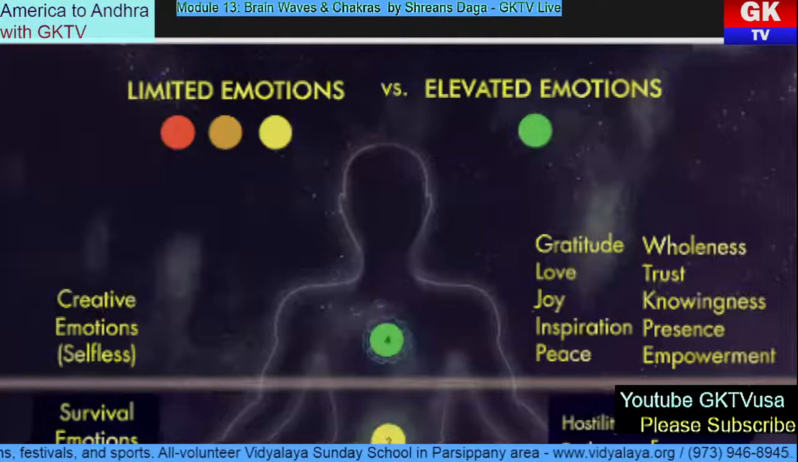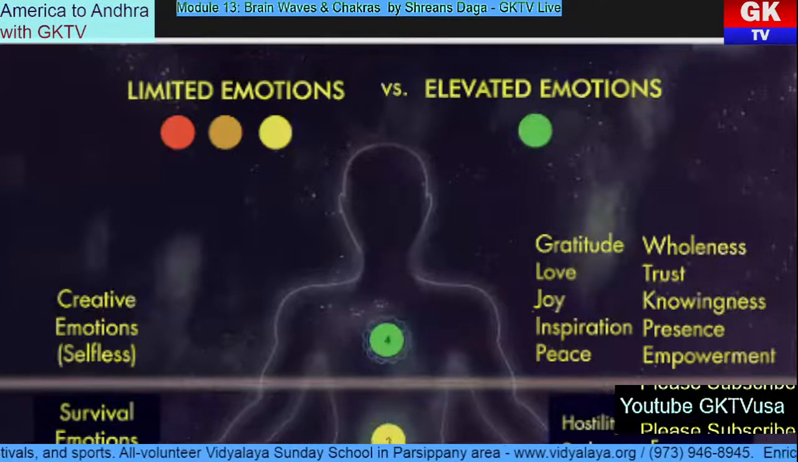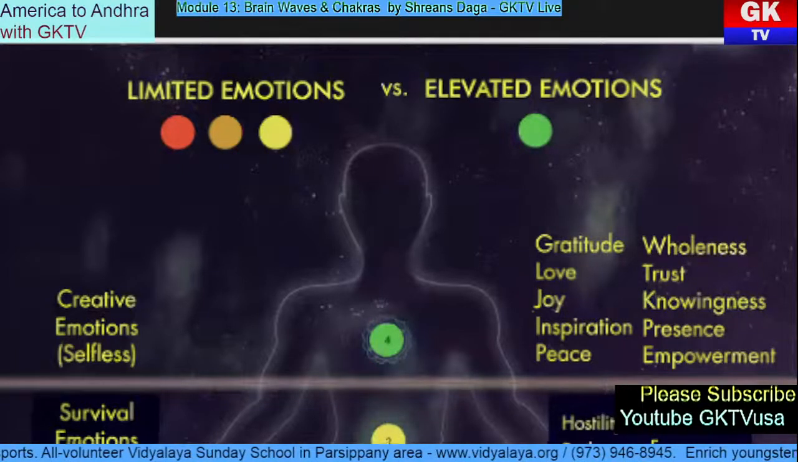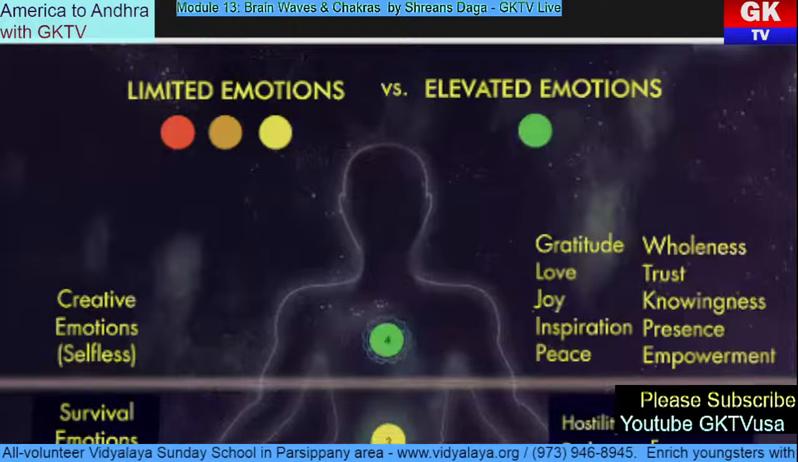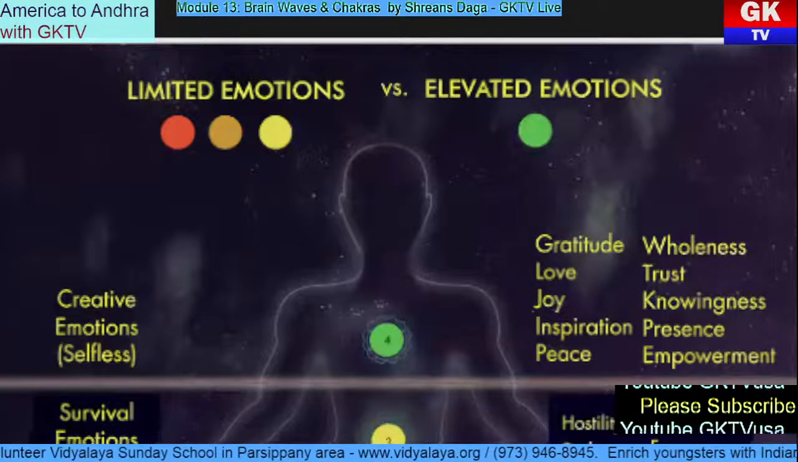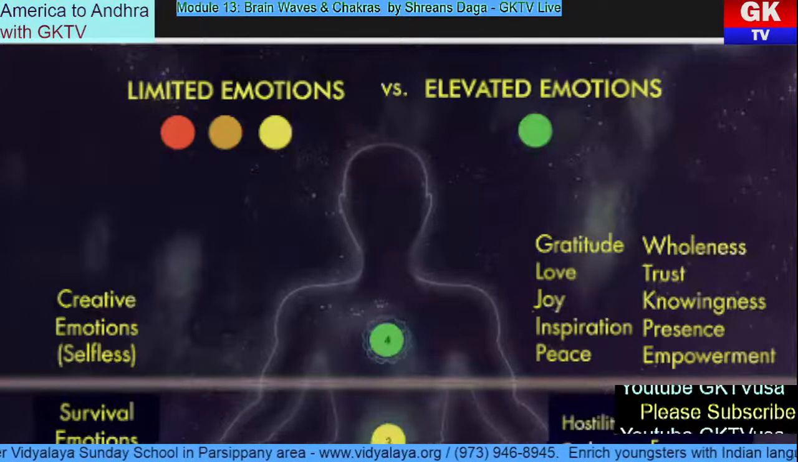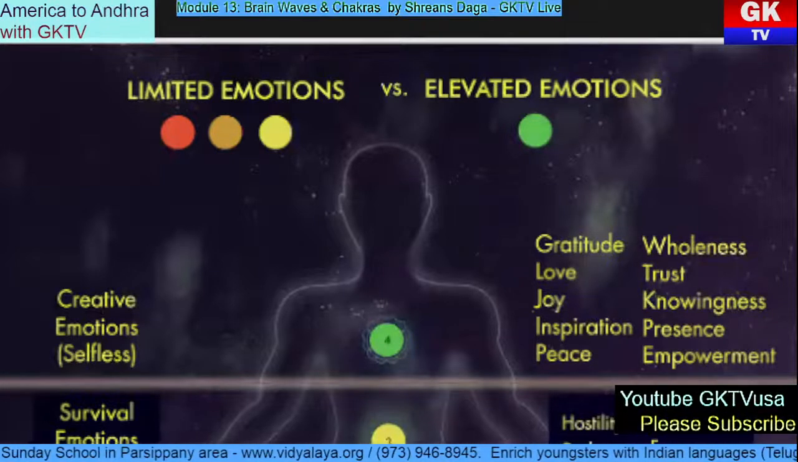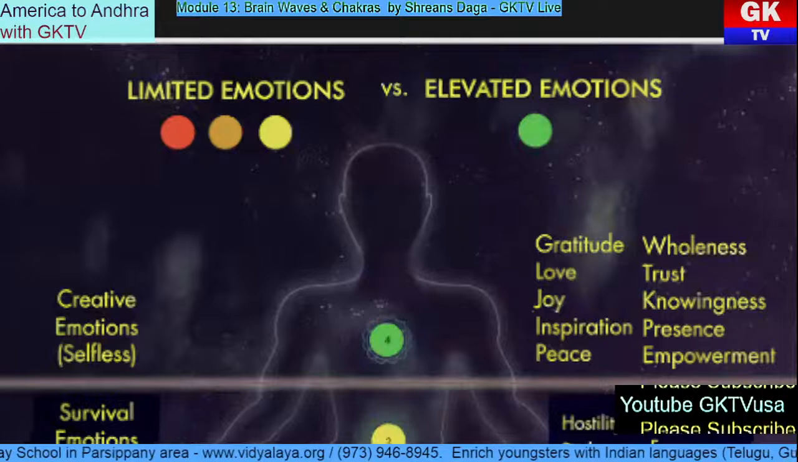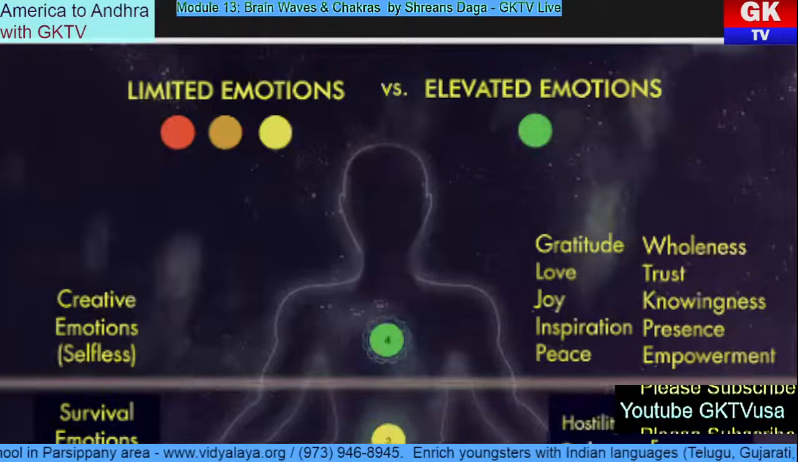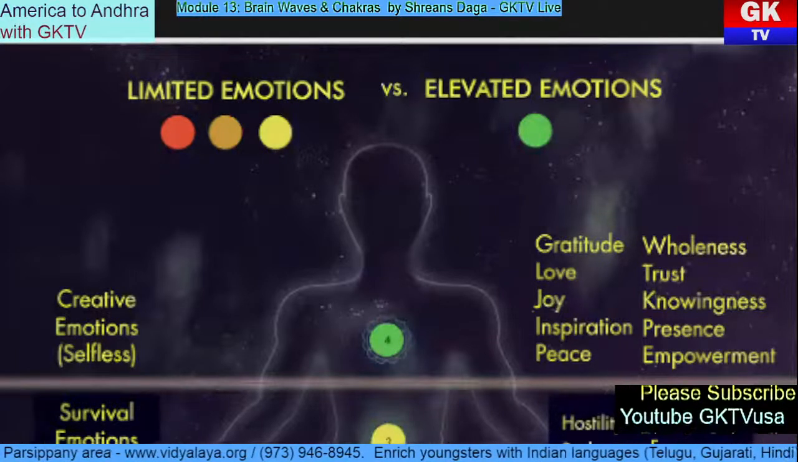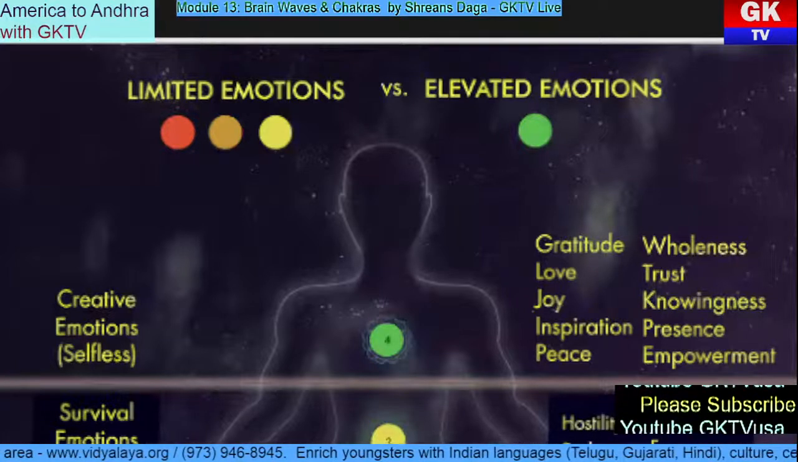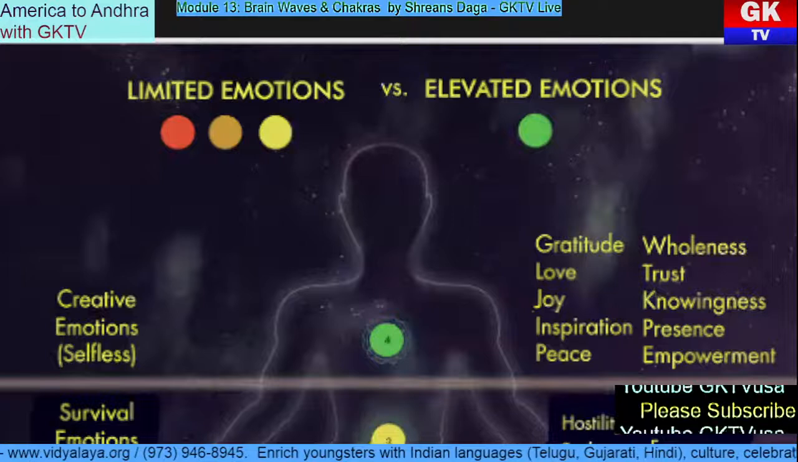And we are not able to evolve. So when you start to meditate, you automatically start to release these emotions from the root cause, from each one of your chakras, and you start sending energy to your higher centers, your higher chakras, like your heart chakra. And when you start sending energy to your higher chakras, that's when you start to experience elevated emotions.